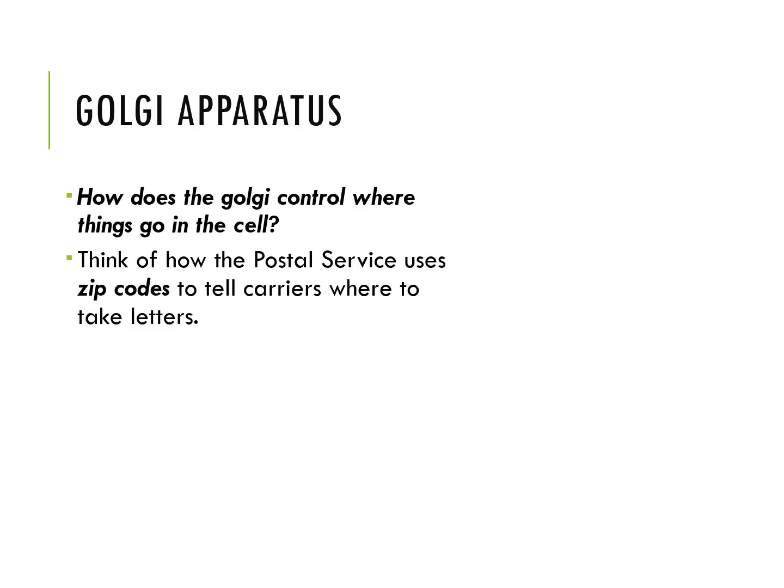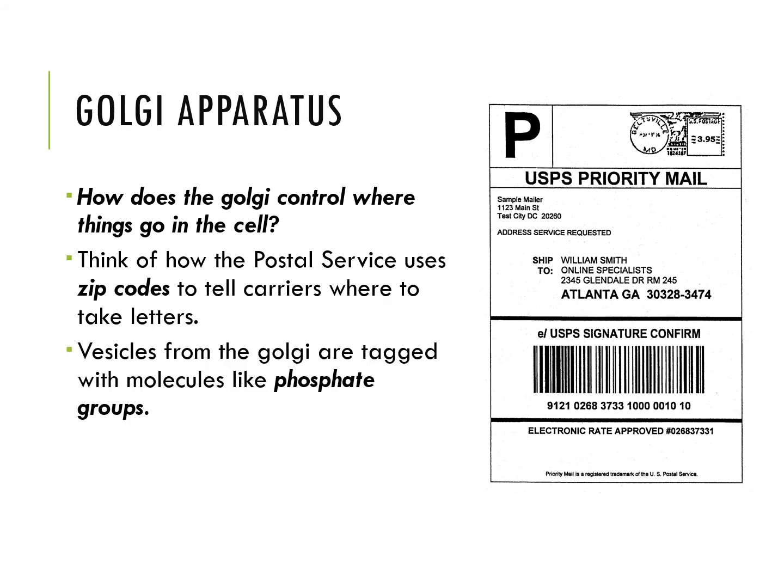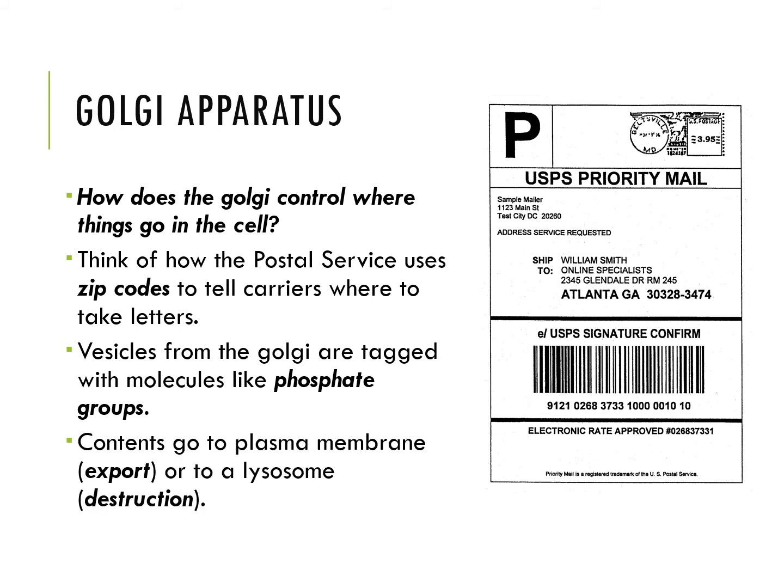So how does the Golgi control where to go? So think of the UPS. Earth Postal Service uses zip codes to tell carriers where to take the letters. Vesicles from the Golgi are tagged with molecules like phosphate groups, and that is how the Golgi knows exactly where it needs to go. So either it needs to be exported to go into the plasma membrane, or it needs to be destroyed and go to a lysosome. And we'll talk about lysosomes in just a second.